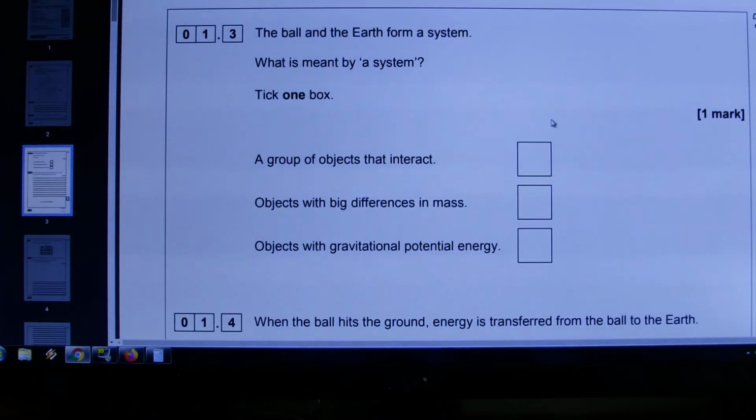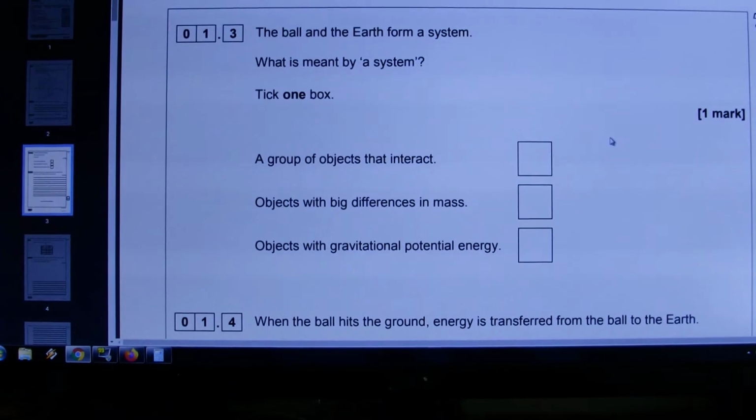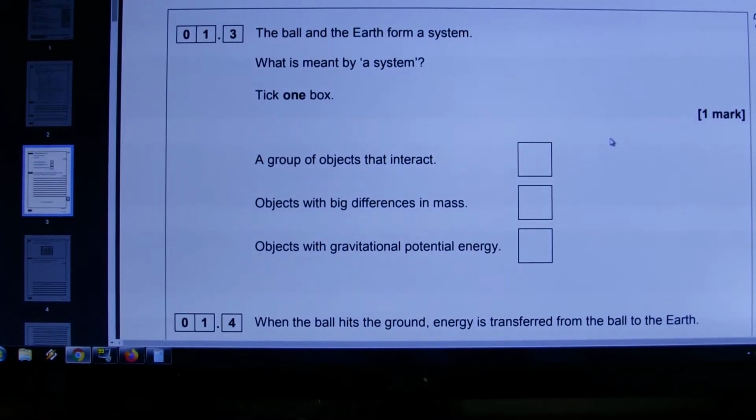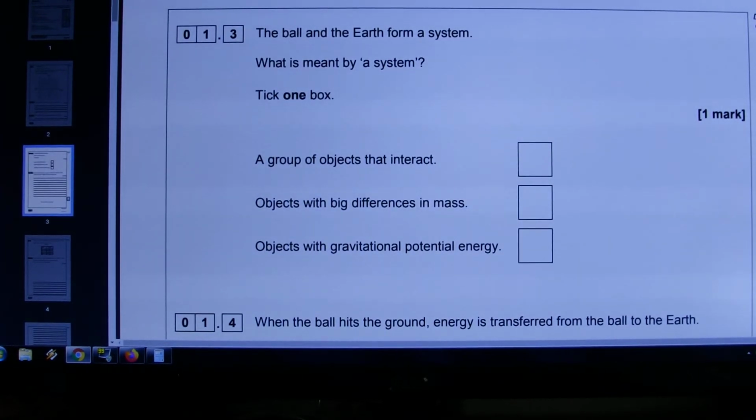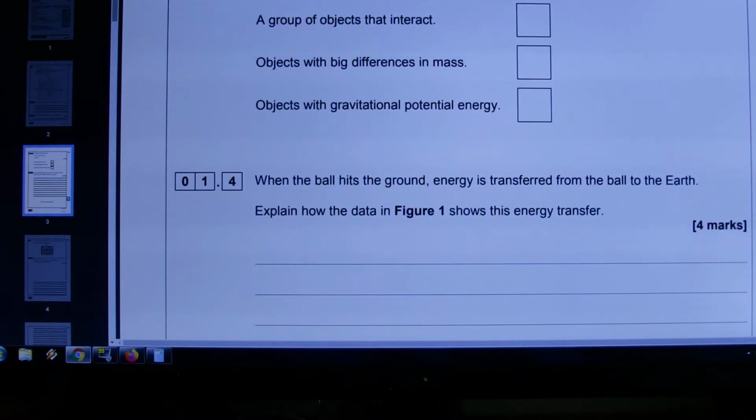The ball and the earth form a system. What is meant by a system? It's a person with several different personalities. No, sorry, wrong field of study. A group of objects that interact. Yep. Objects with big differences in mass. Nope. Objects with gravitational potential energy. That's everything. So no. When the ball hits the ground, energy is transferred from the ball to the earth. Explain how the data in figure 1 show this energy transfer.